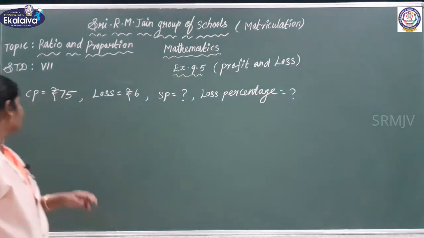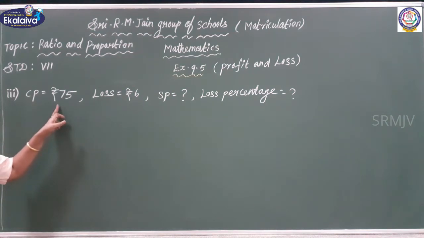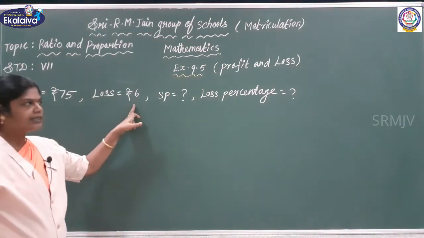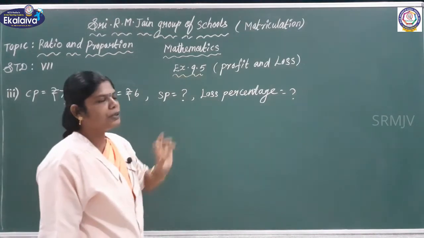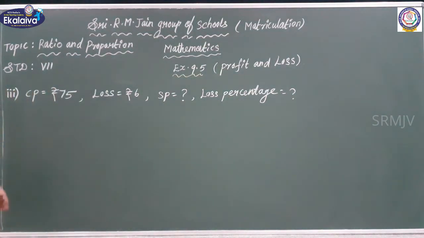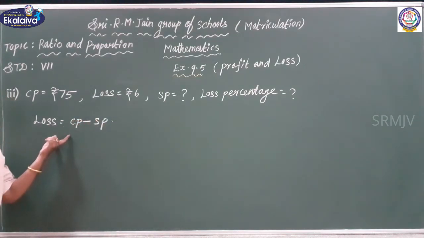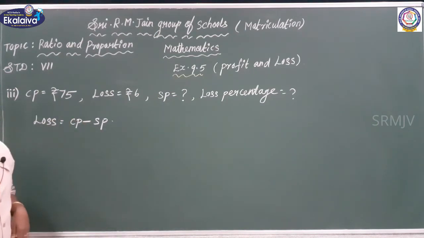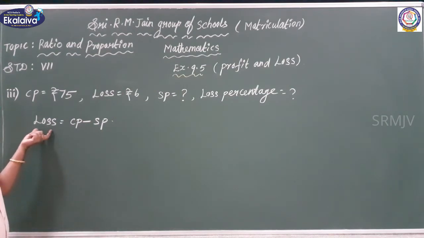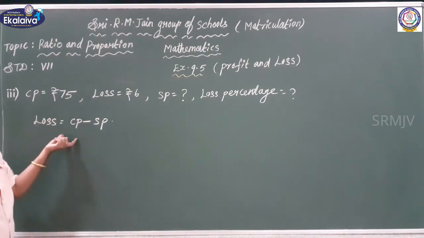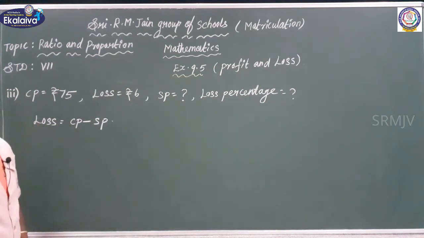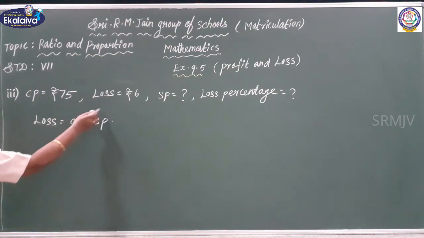See the next one. Here cost price is rupees 75, loss is rupees 6, and we are going to find the selling price and loss percentage. First, we know the formula: loss equals cost price minus selling price. What is the formula, children? Loss equals cost price minus selling price. In this, the loss value and cost price are given. Using this we are going to find the selling price. Just substitute your values.